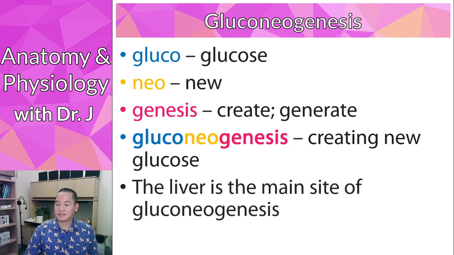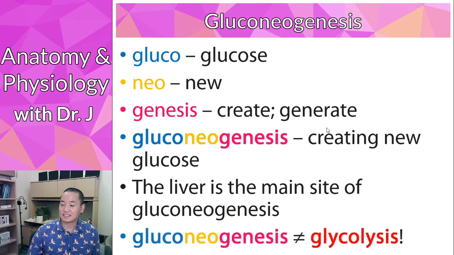And then the liver is the main site of gluconeogenesis. And yeah, so this is why the liver and cortisol is very important, because cortisol stimulates gluconeogenesis, aka the creation of new glucose molecules. All right, so again, this is also another thing too.